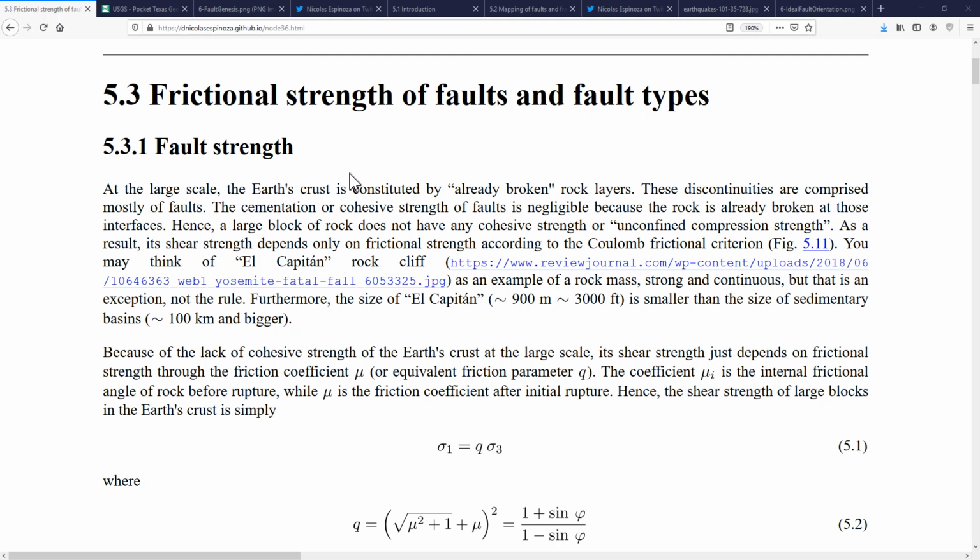In this video, we're going to explain the genesis of faults and how faults affect the state of stress in the Earth crust. First of all, let's talk about the Earth crust and try to understand what the Earth crust is composed of. You may think that the Earth crust is a solid layer which is continuous, but it is not like that.